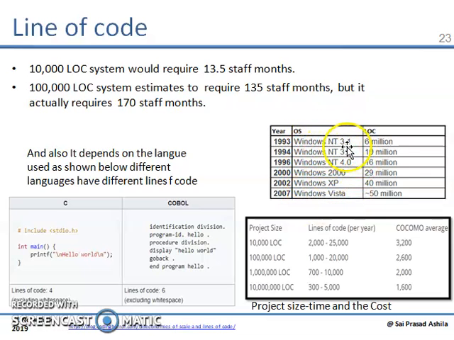These are the lines of code for different operating systems. In 1993, Windows NT 3.1 used 6 million lines of code, and in 2007 Vista used approximately 50 million lines of code. The project size, average code per year, and cost estimate have been tabulated here.